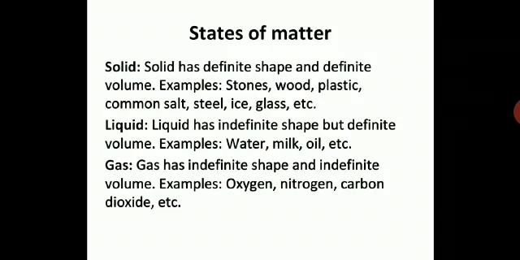Gas has indefinite shape and indefinite volume. For example, oxygen, nitrogen, carbon dioxide, they all have indefinite shape and indefinite volume. I hope this is clear with you, children.